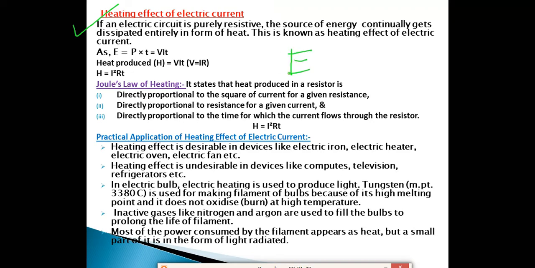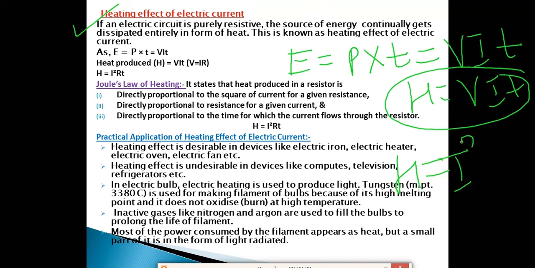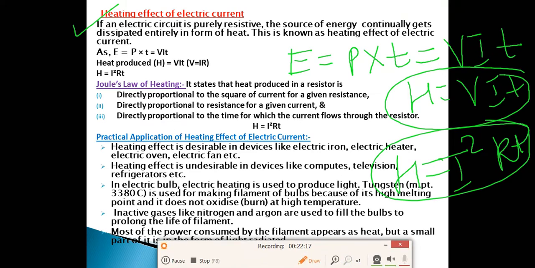Energy E is equal to P into T, power into time. This P we can write as V into I. Power P is equal to V into I, so heating effect H is equal to V into I into T. In place of V we can write IR, so it becomes I square RT. The heating effect H is equal to I square RT. This is the definition of heating effect of electric current.